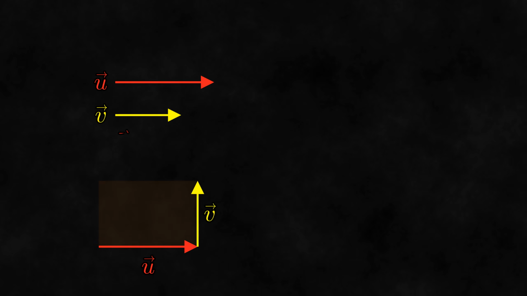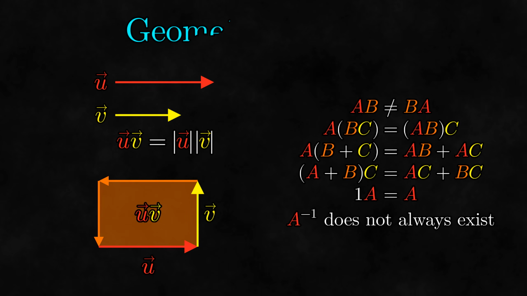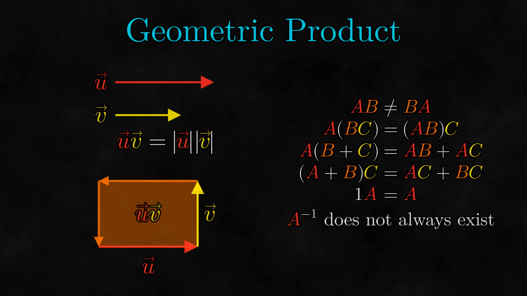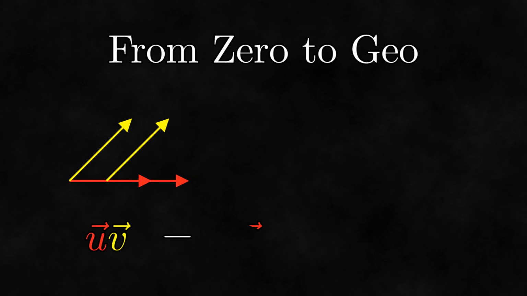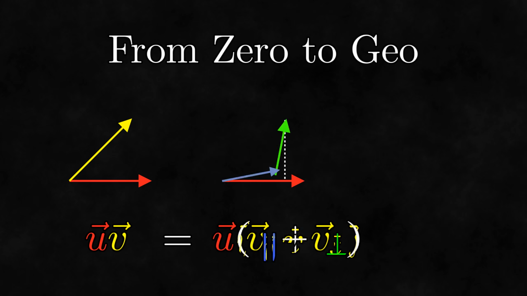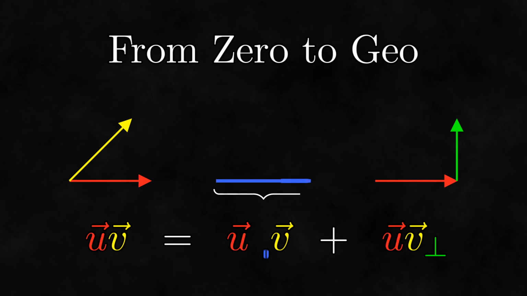In the last several videos, we have been looking at the geometric product. But why should we care about it? What can it actually do? In this video, we will finally start to answer these questions. This video is a part of From Zero to Geo, a series where we formulate geometric algebra, an incredibly powerful branch of mathematics, from the ground up.